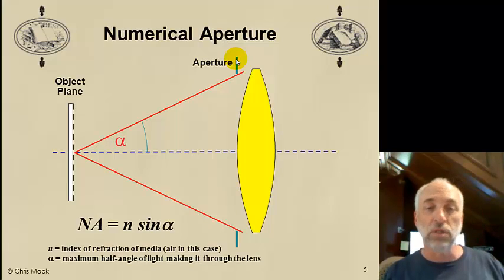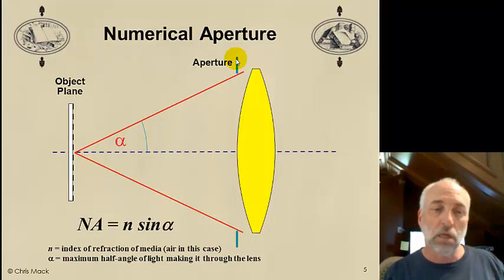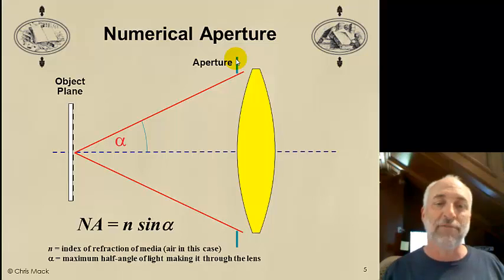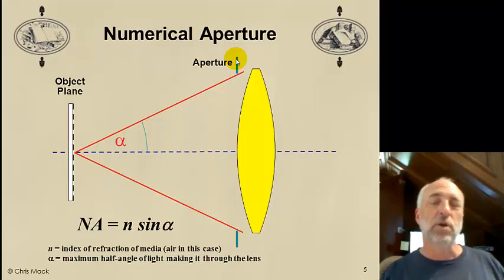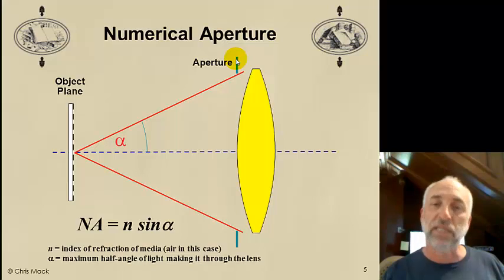But for right now, we'll assume that we're operating in air, and the numerical aperture is simply the sine of the maximum half angle of light that can make it through the lens. This numerical aperture will prove very useful in understanding how the lens operates on the diffraction pattern.